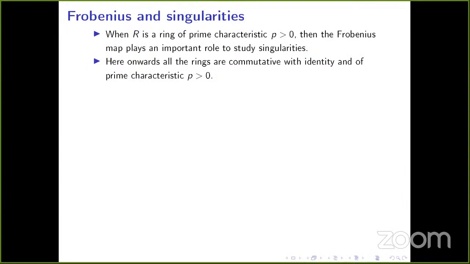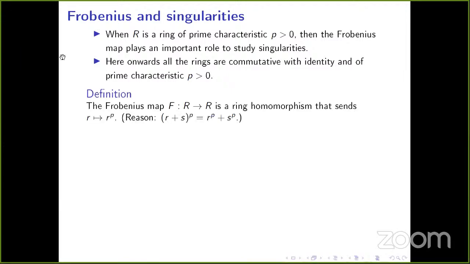It is known that when a ring is of prime characteristic, then the Frobenius plays an important role to study singularities. From here onwards, all the rings we are talking about are commutative with identity and of prime characteristic. First we'll recall the definition of Frobenius.